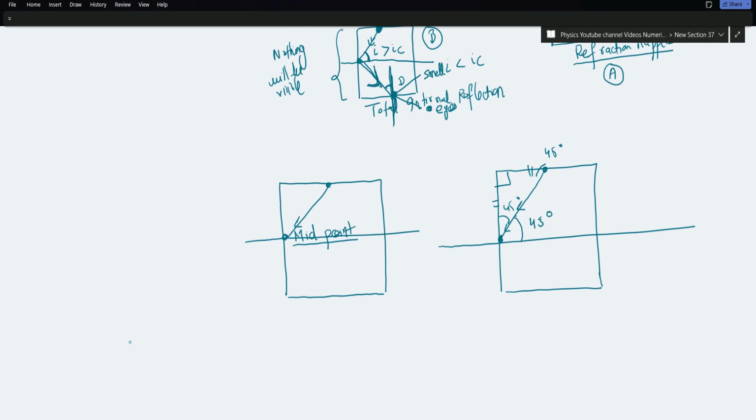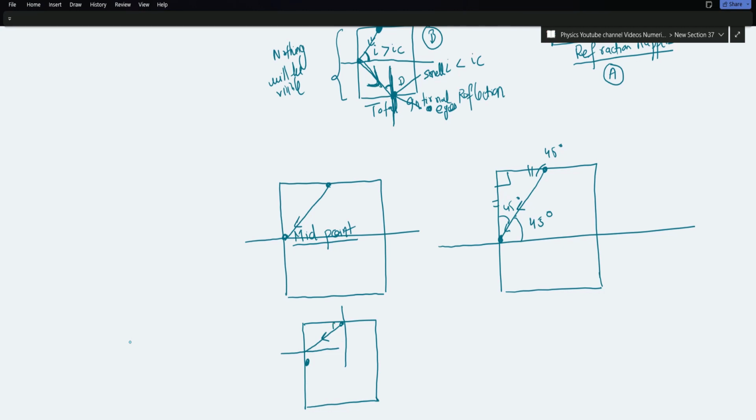Why did I do this? Because if I draw another diagram, let me show you one more diagram. If I draw this diagram, this is again the midpoint on the face AB. This is my midpoint. If I draw a line here, what will happen? This is the incident ray. This is my normal. And the angle which is being measured now, right?